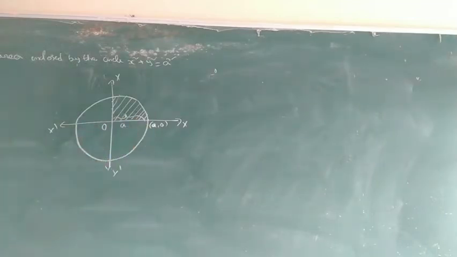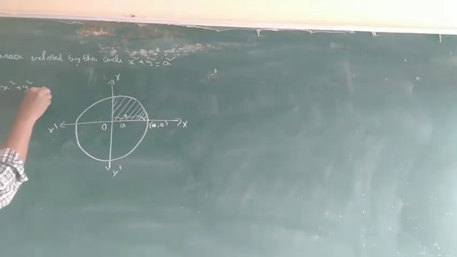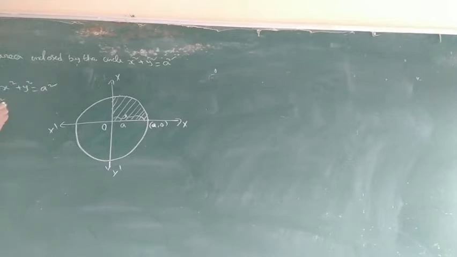So the area. What is the given solution? The given curve x square plus y square is equal to a square. Y square is equal to a square minus x square. Y is equal to plus or minus root of a square minus x square.